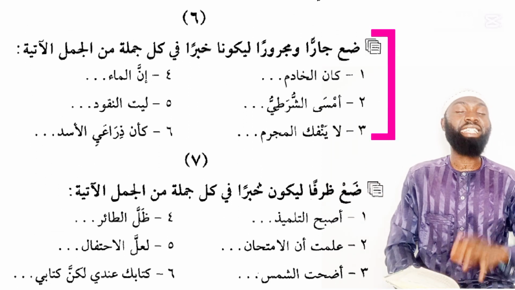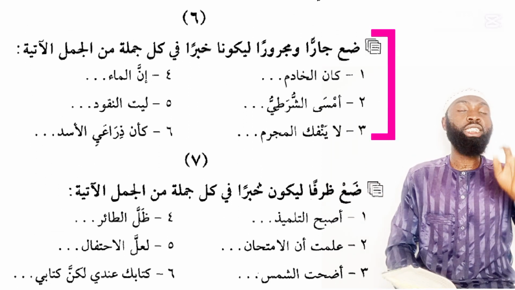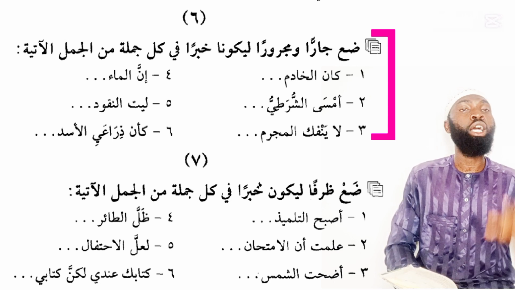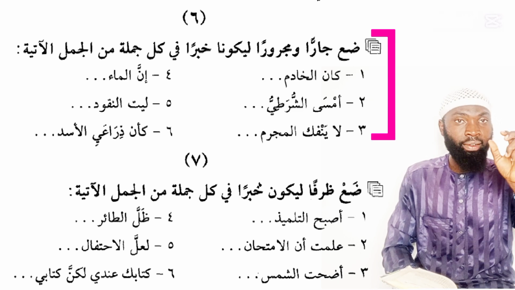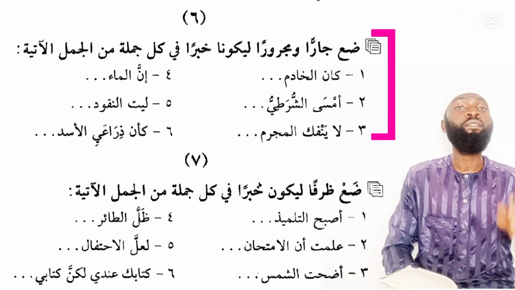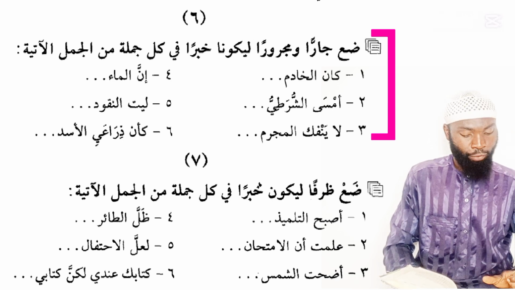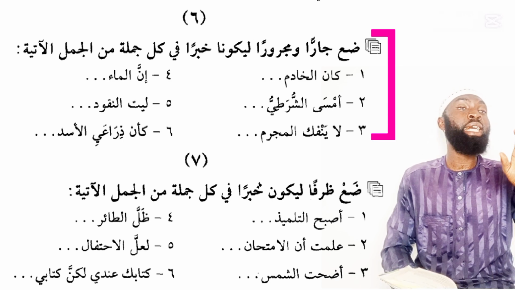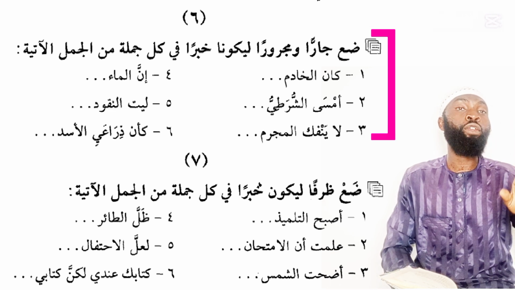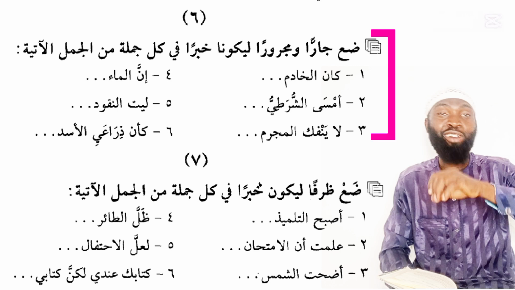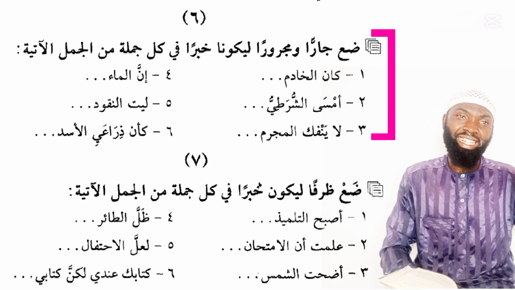Tamrin sadis, exercise number 6. The instruction says place a preposition and the noun which follows it in each of the following sentences to serve as predicates. You are to place a preposition and the noun which follows it in the following sentence to serve as predicates. The first one, we have kana al-khadimu. I can say kana al-khadimu fi bayti sayyidihi. The servant was in the house of his master.